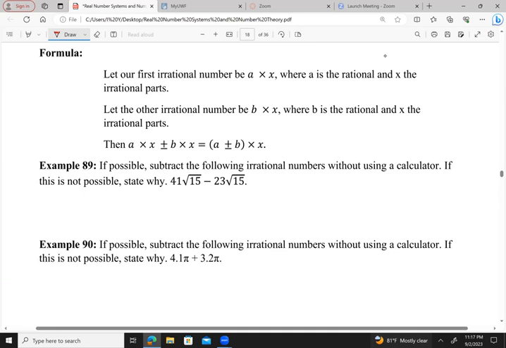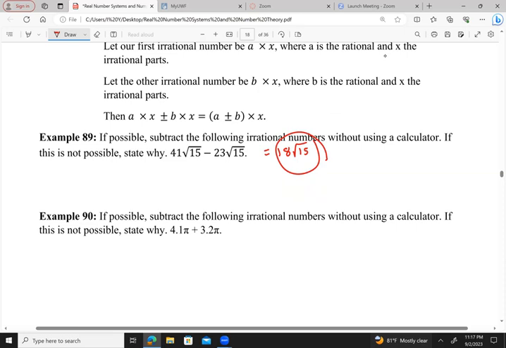So what do we have here? We have 41 times the square root of 15 minus 23 times the square root of 15. 41 minus 23 is 18, and we just keep our square root of 15. That's simple. Okay, now I have addition, not subtraction. So I have 4.1 plus 3.2, times pi. 4.1 plus 3.2 is 7.3 pi. That's simple.